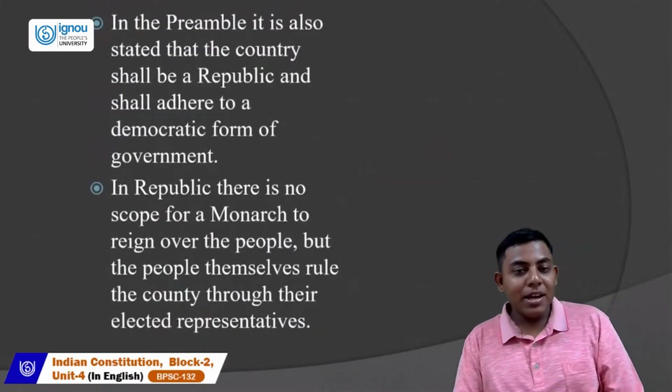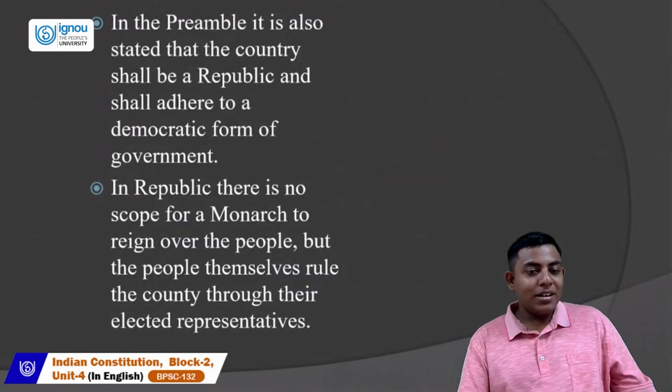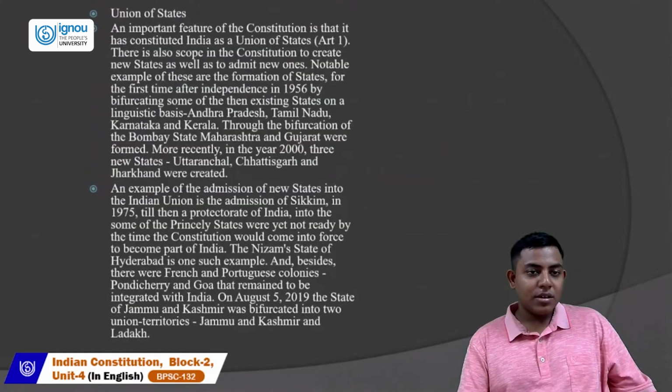So India shall be a republic always, and it shall adhere to the democratic form of government, so that it cannot be turned into a monarchy also. So these are part of the basic structure of the constitution. And India is a union of states, that is given in Article 1.